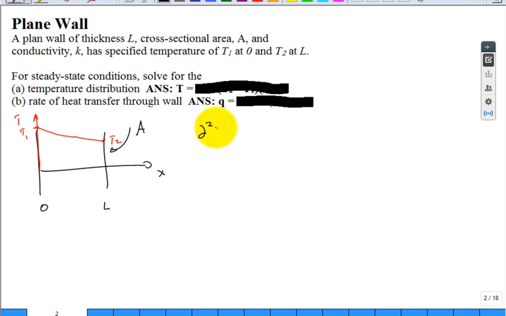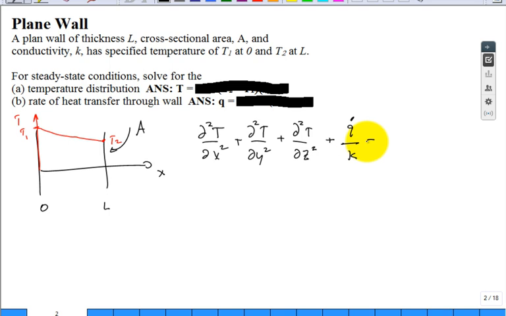It was a second derivative of temperature with respect to the first space variable x, then the second derivative of temperature with respect to the second space variable y, then the second derivative of temperature with respect to the third space variable z, and then heat generation, which we don't have for this problem, and then rho c divided by k, partial of T with respect to time, if it was not steady state, if it was transient. But then we say, hey, it is steady state. Hey, there's no heat generation. Hey, it's one-dimensional.